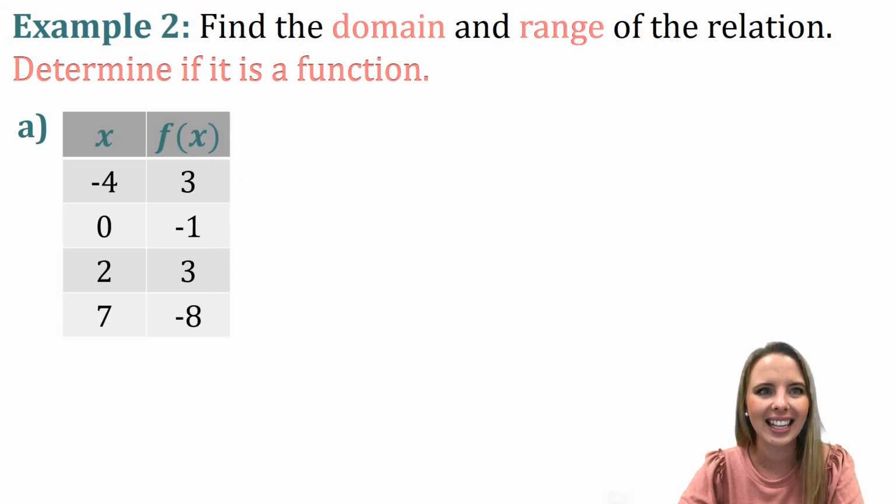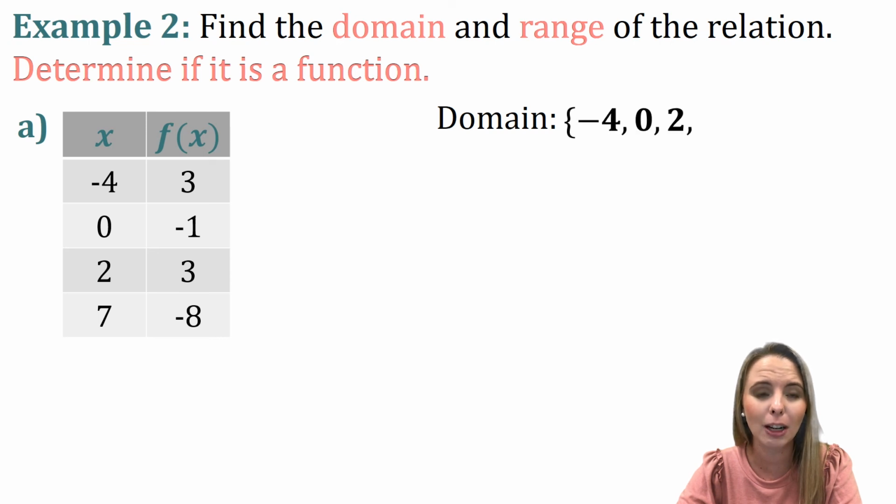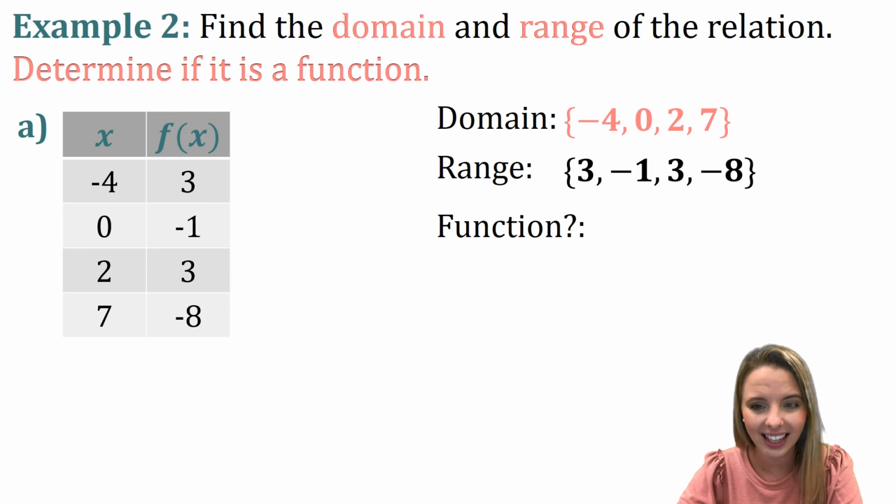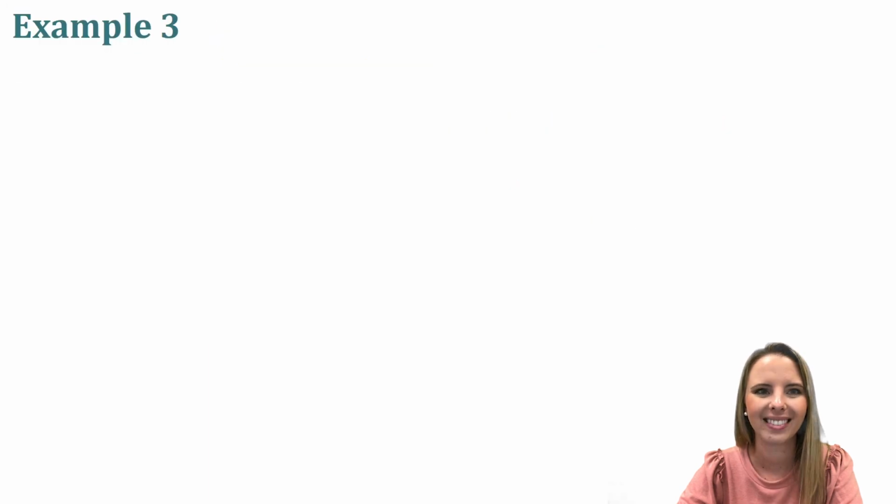Example 2. This time we have a table. So we had ordered pairs, this time we have a table. Remember, tables are just a different way of representing ordered pairs. So what's the domain? Negative 4, 0, 2, 7. What about the range? 3, negative 1, 3, negative 8. We really should have listed that in least to greatest. Oops. Okay, is this a function? Yes, it's a function. In my domain, do any of those numbers repeat? No, so we know it's a function.